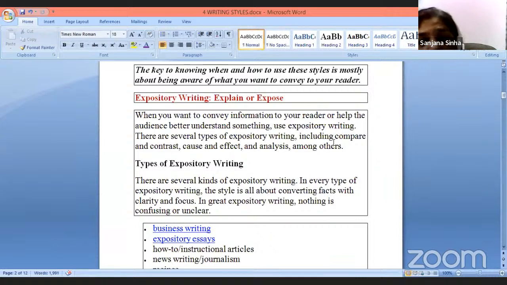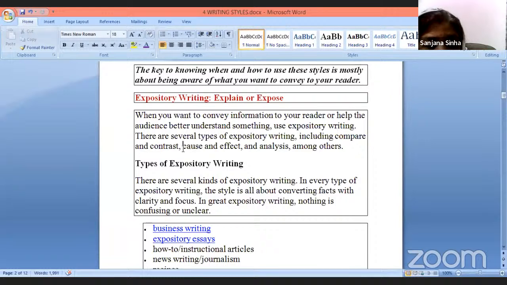For example, your business proposals, a sales letter, and your job application. So there are several types of expository writing, including compare and contrast, cause and effect, and analysis, among others. What do you mean by compare and contrast? You're comparing and contrasting something. Earlier life was very good before COVID-19, but now you're comparing your life before and after. Compare and contrast.